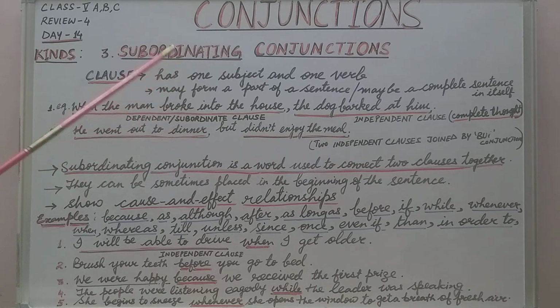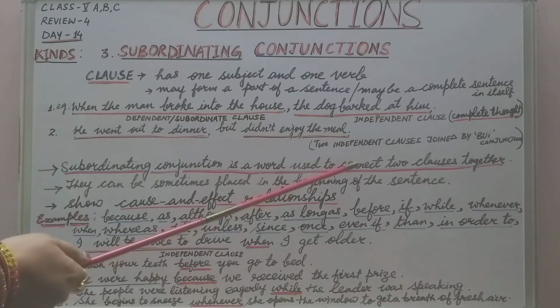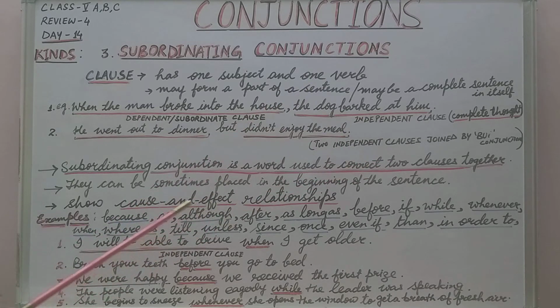Now let's see how a subordinating conjunction can be described. A subordinating conjunction is a word used to connect two clauses together, whether they are two independent clauses or one dependent and another independent clause. Now they can sometimes be placed in the beginning of the sentence also. They show cause and effect relationships.